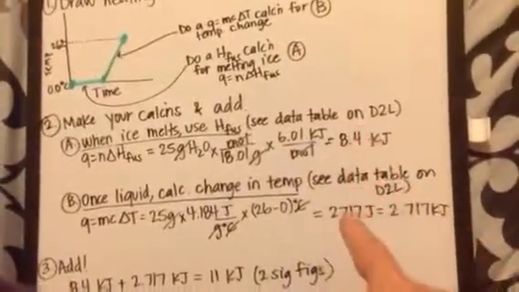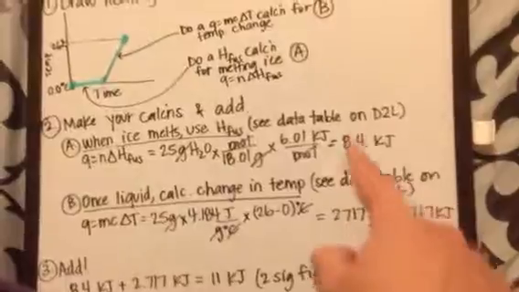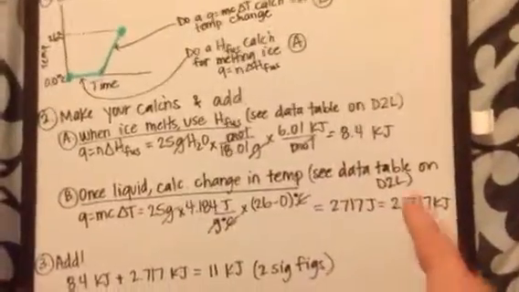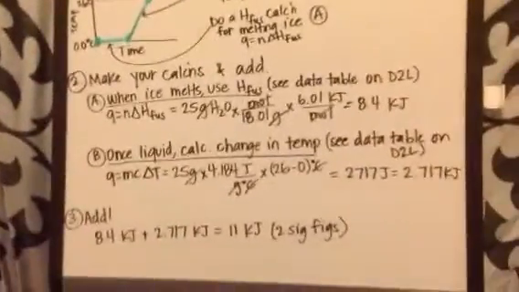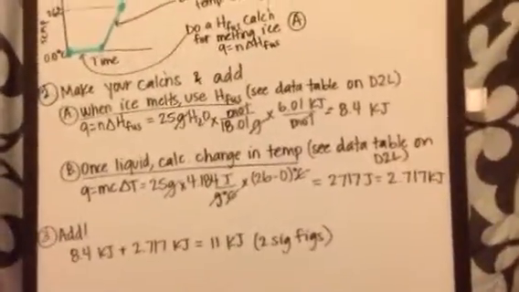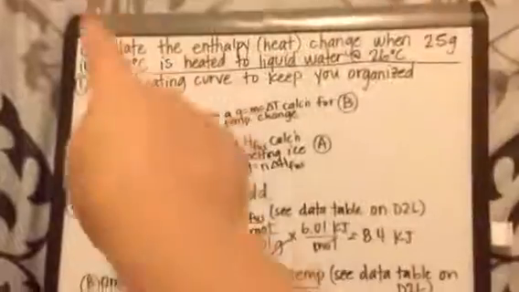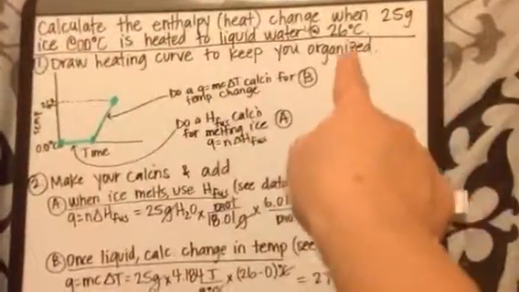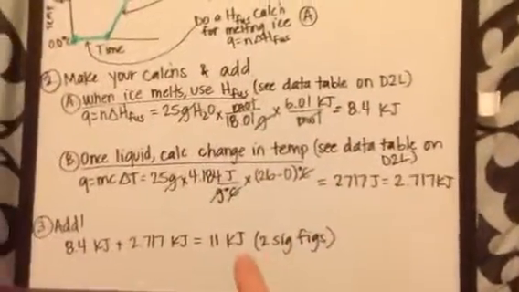I have to make these two units match so I can add them. I just converted this one to kilojoules. Now I add and I get my final answer. 8.4 plus 2.717 gives me 11. And I'm keeping 2 sig figs. Right? So my final answer is 11 kilojoules.